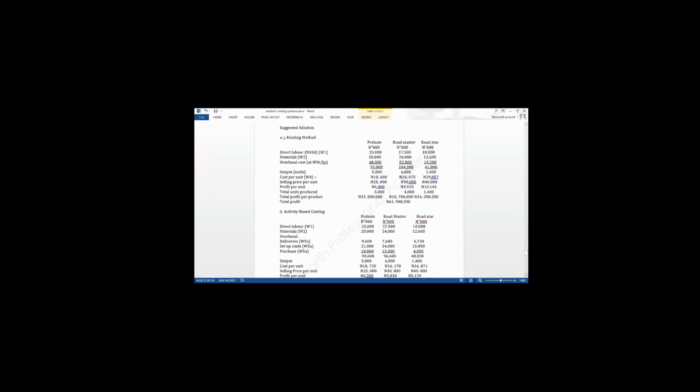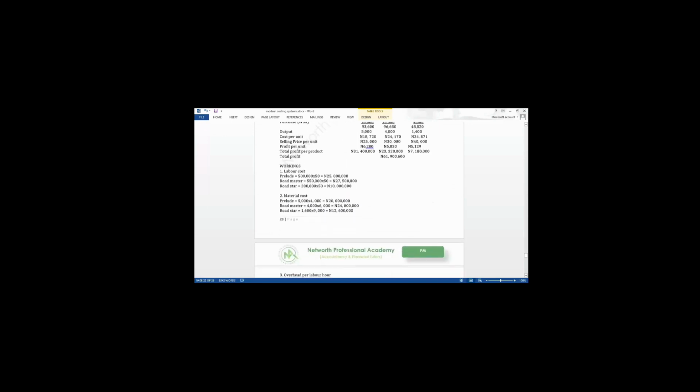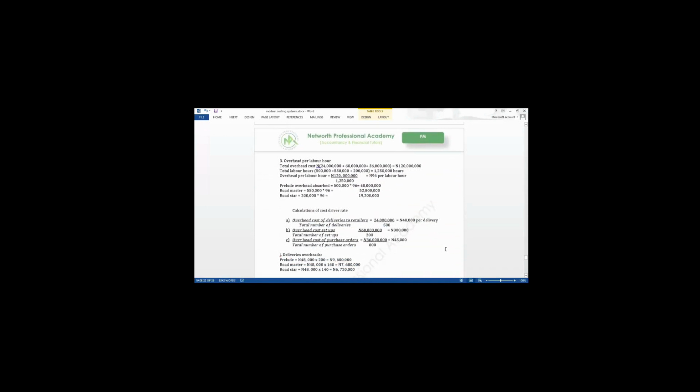Calculate the cost driver rate per setup. Look at it, please. 60 million divided by 200. This is 300,000 per setup. Per setup. If there's any question, feel free to ask.